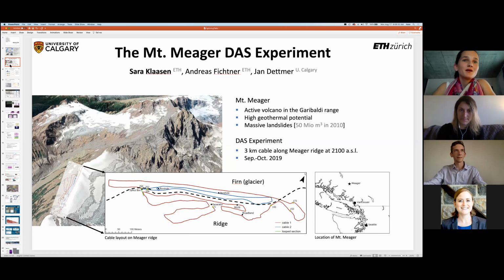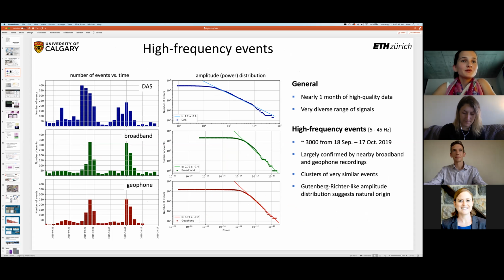Next slide. One thing we found in the dataset were thousands of high frequency events in the band between 5 and 45 Hertz. The figure on the left shows the distribution over time compared to the broadband seismometer and the geophone co-located with the cable. This confirms the overall trends in the data and the events. The other figure shows that the events seem to follow a power scaling law, which means that we're likely looking at events with natural origins. Some of these events are highly similar, with waveform correlation coefficients going up to 1. So we wanted to learn more about these events, and that's why we applied beamforming to DAS data. Next slide.